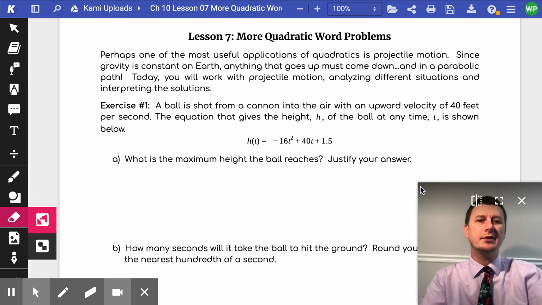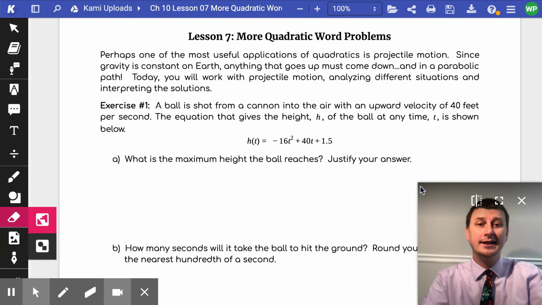It says, perhaps one of the most useful applications of quadratics is projectile motion. Since gravity is constant on Earth, which means anything that goes up must come down, and it happens in a parabolic path, the shape of a parabola. Today, we're going to work with projectile motion, analyzing different situations and interpreting the solutions.